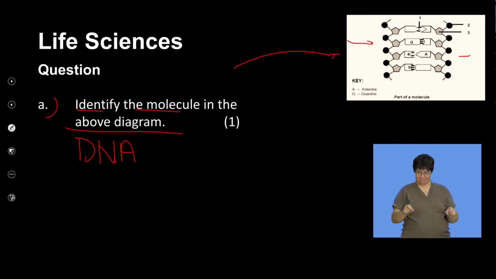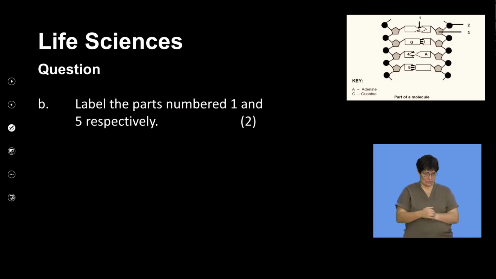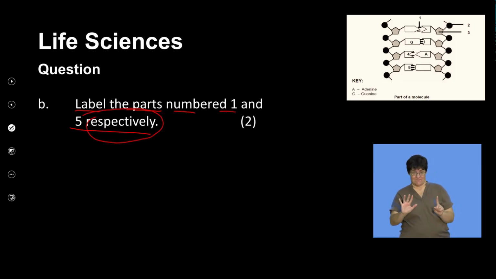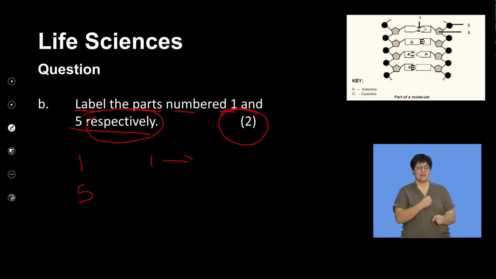More important than that, we know that DNA would contain a thymine base, and we're going to try and find out if there's a thymine base present on that. The next question is: label the parts numbered 1 and 5 respectively. So guys, it's important that you look at the question mark allocation. It requires that we label parts 1 and 5. It does not say 1 to 5.